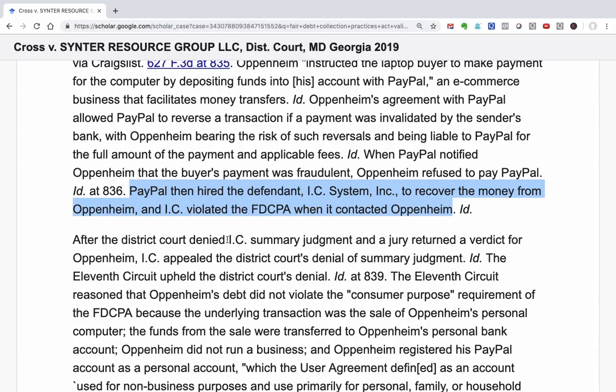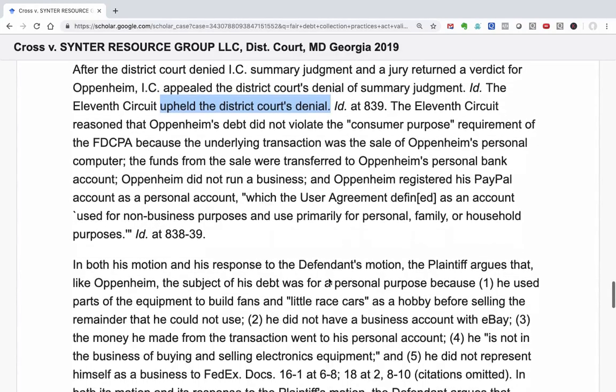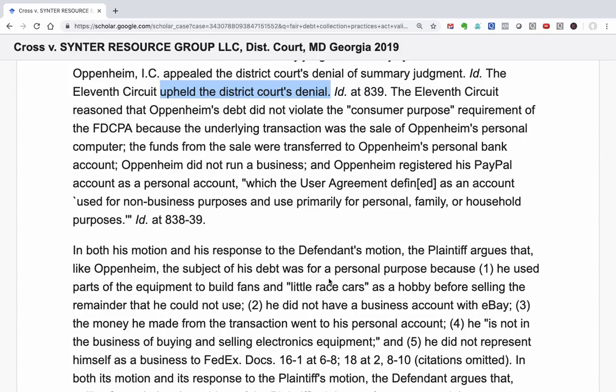The debt collector in that Oppenheim case moves for summary judgment, saying we don't need to have a jury trial on this, but the district court denied it. So what happened at trial? Well, the plaintiff got a verdict. That's great. The jury found in favor of the plaintiff, the consumer. The debt collector appeals and says, we never should have had a trial; the district court never should have denied summary judgment. But the 11th Circuit affirmed, or upheld, the denial. So now the case that we're looking at here is going to explain why that happened.